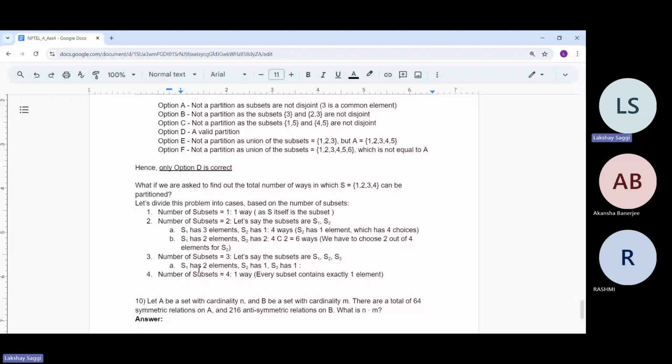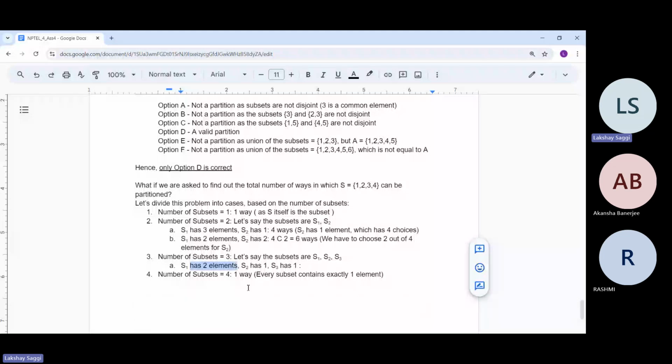And now we need to find out the number of possible ways for this to happen, right? And maybe since we are short on time, I'll just remove the 10th question because we don't need it. It was a simple question and it's better to focus on this question only. So in this case, in how many ways can we find these partitions? How many partitions can be possible? So note that S1 has two elements. So these elements can be chosen in 4 choose 2 ways, right?